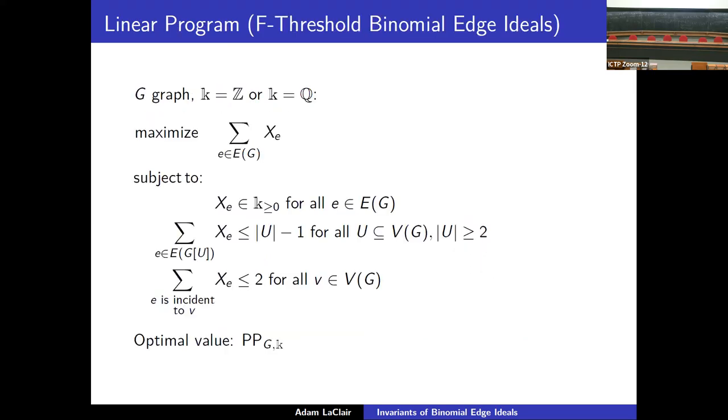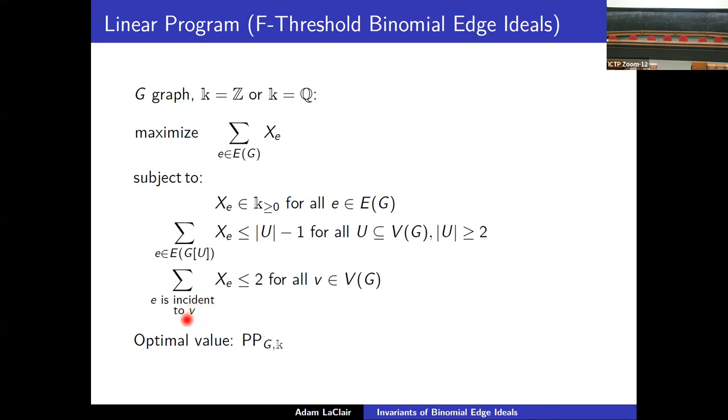And it turns out, maybe you're motivated, you want to ask how do I compute the F-threshold or log canonical threshold of a binomial edge ideal? And so I'm going to say there's some linear program that is doing that. And where is this linear program coming from? For each edge, we associate a variable. This right here is similar to what we did here. It's capturing that there are degree relations. And the reason there's a two is that in your binomial edge ideal, you have both x_v and y_v showing up.